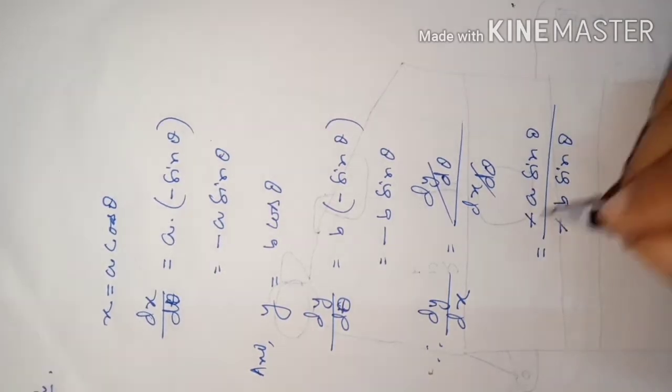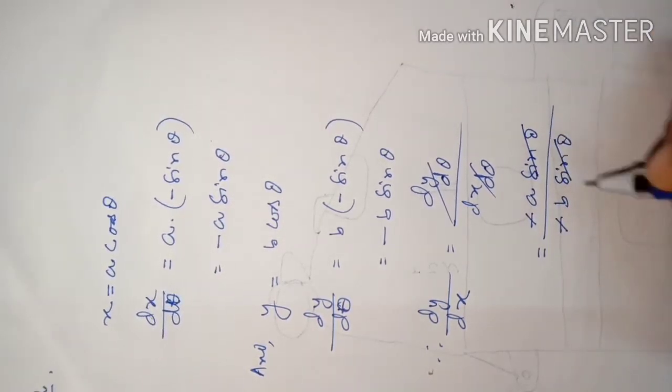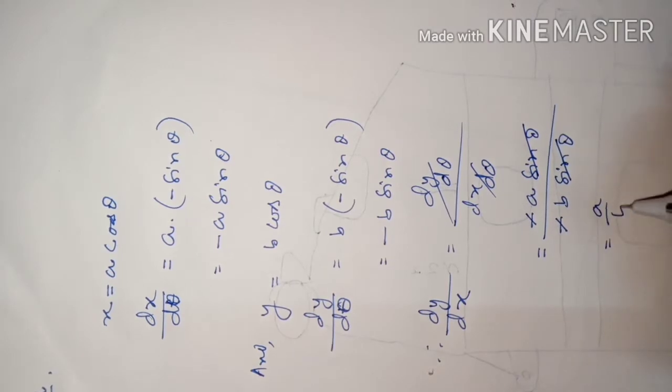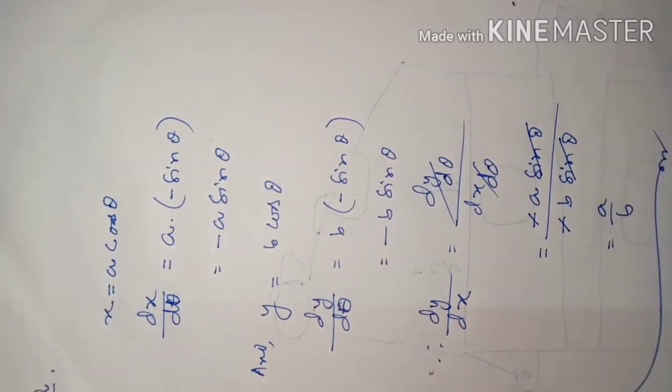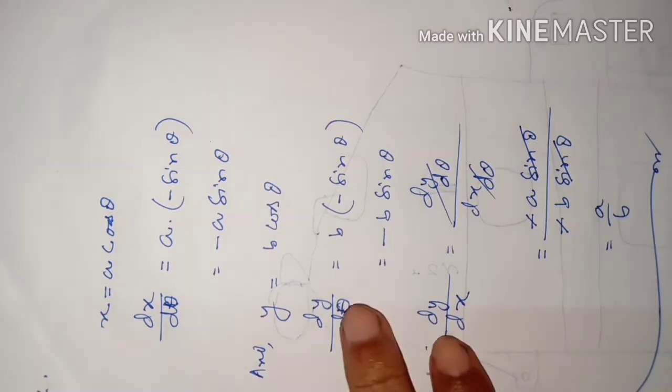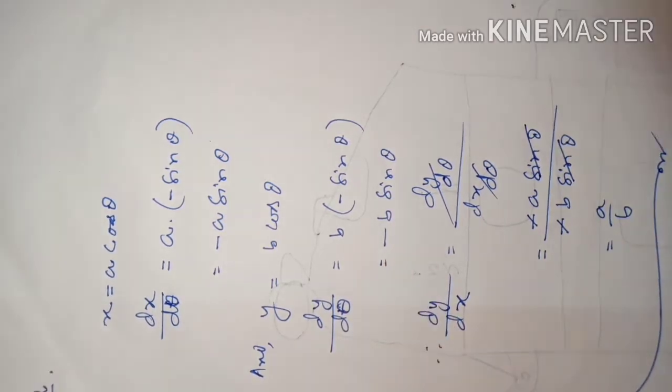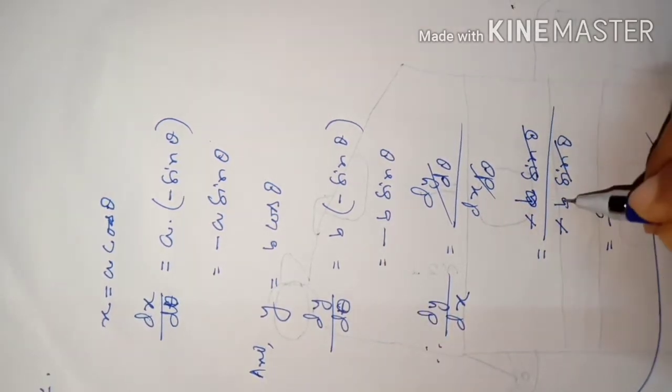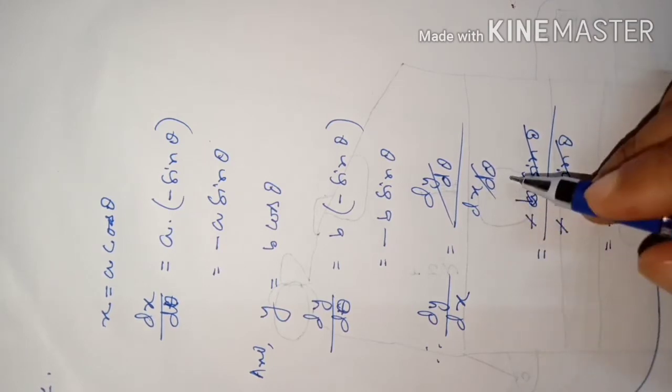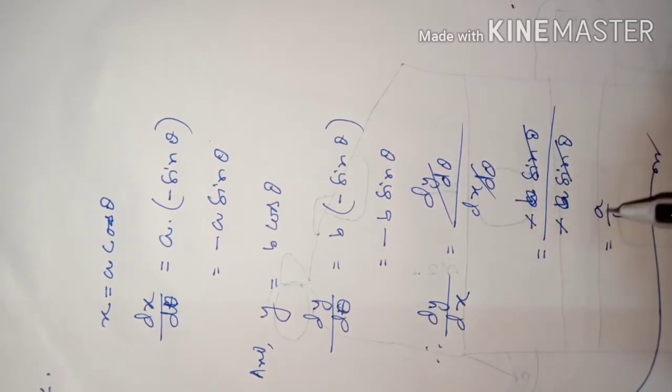Minus sign cancelled, sin theta cancelled. The result is a by b. This is our answer. Okay, students? dy by d theta is b sin theta. Sorry, it was b sin theta. And dx by d theta is a sin theta. So the result will be b by a. Sorry, it's b by a.